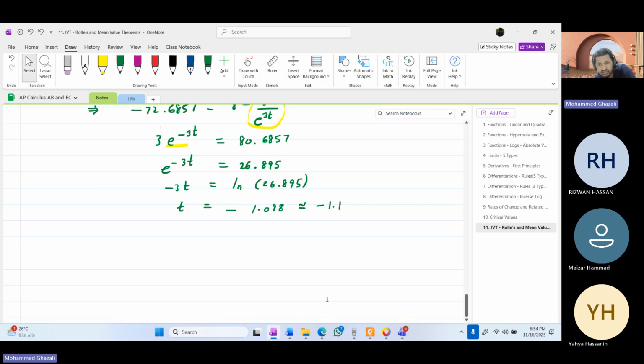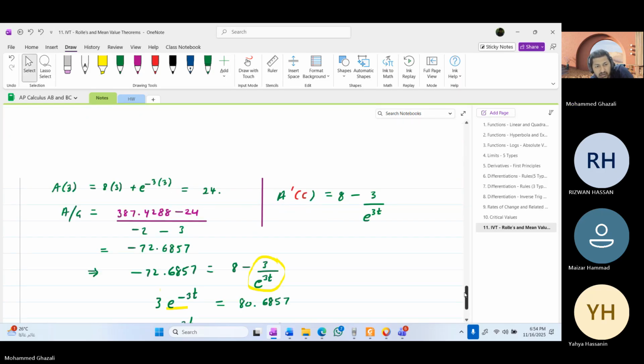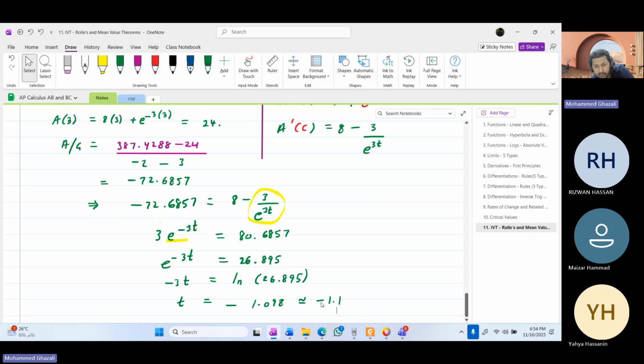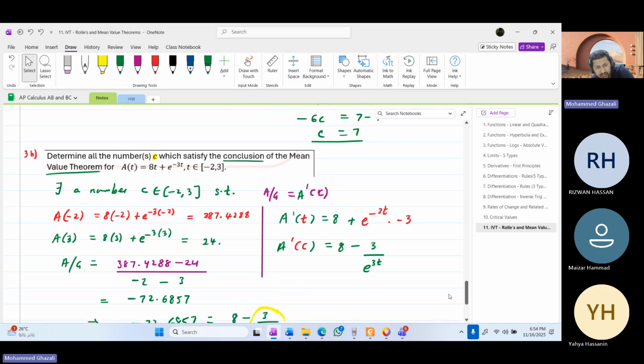I think there was a multiple choice here. No, there was no multiple choice. So approximately negative 1.1. Is the value of negative 1.1 between negative 2 and 3? Yes, it is. Are we good, guys? Yes.